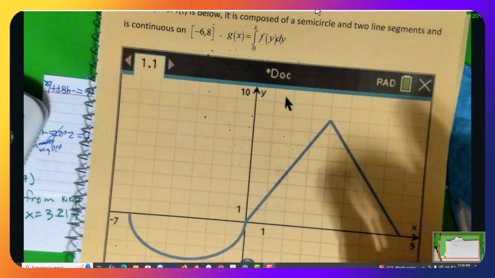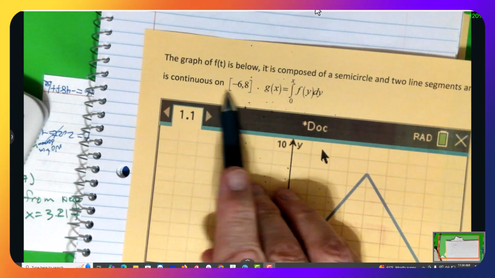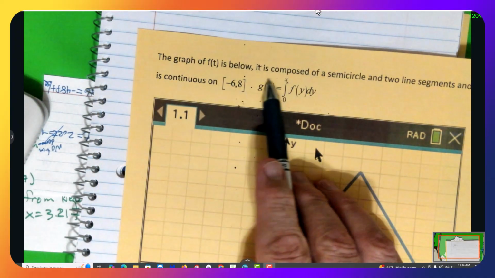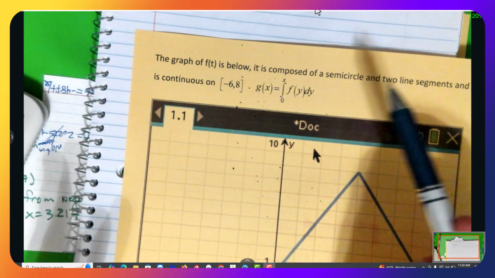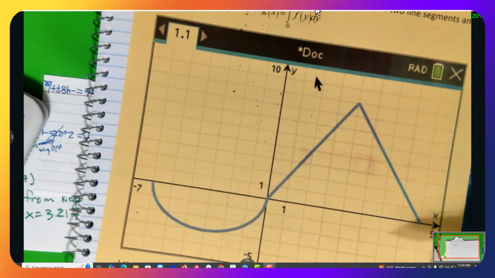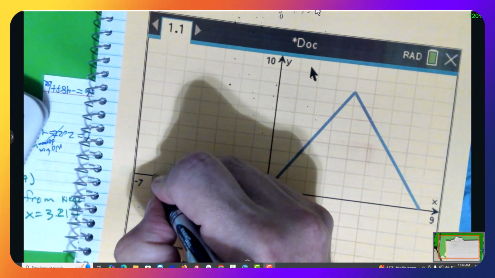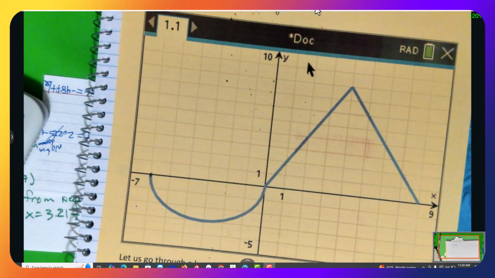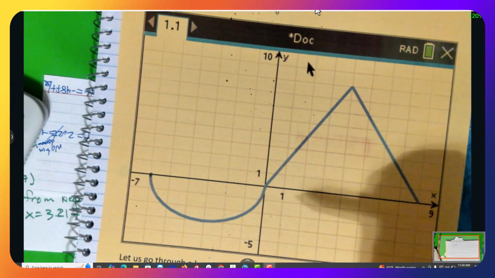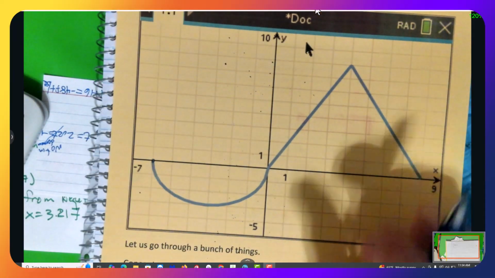So you're given a graph of a function on a closed domain. And then they typically, sometimes they'll tell you this, sometimes they won't. It's composed of a semicircle and two line segments, and by observation, you can see it's continuous on the entire domain. You can see that we have a technology problem there because it doesn't graph that point. This is a semicircle, but it doesn't look like a semicircle because of pixels.